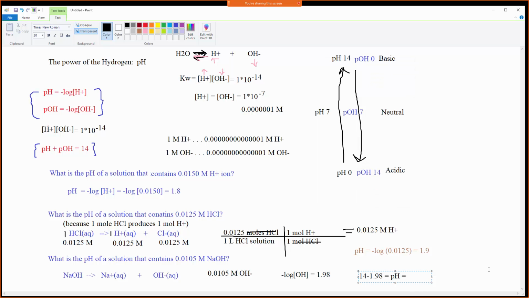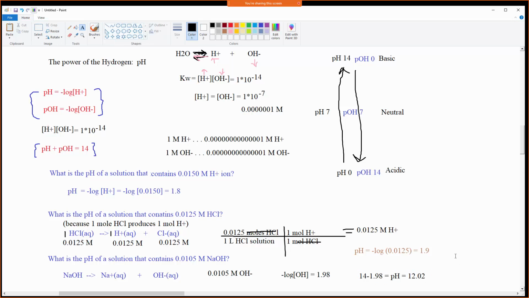12.02. Is that what you guys got? Well, here I was trying to make it all tricky, but you guys were not tricked. Yes, Erica, you're exactly right. It's a base. And you know it's a base because it has a hydroxide. So you can expect that it's going to have a basic pH.